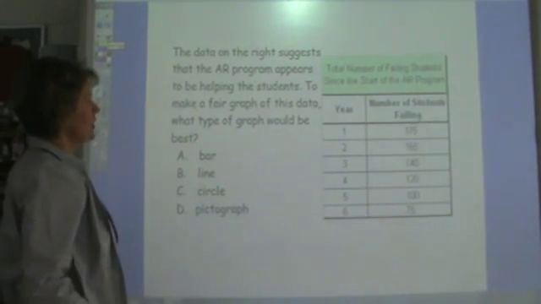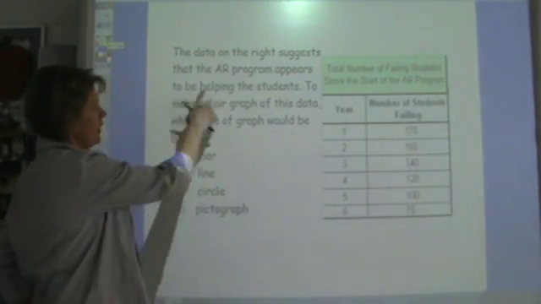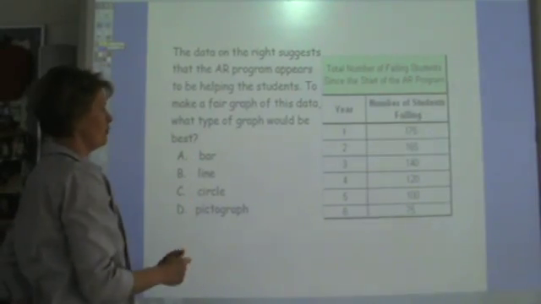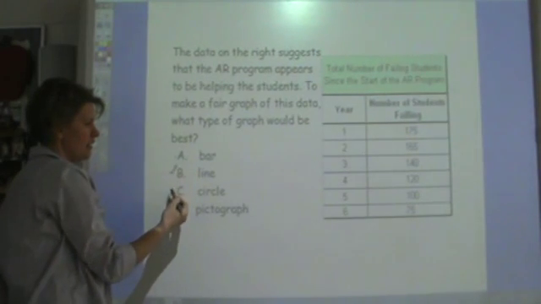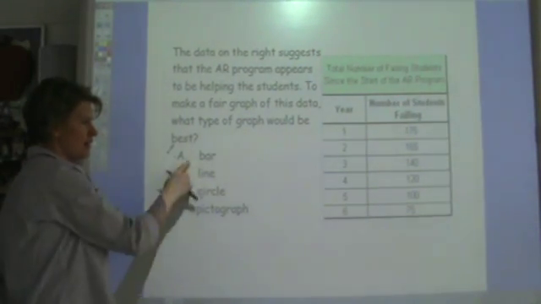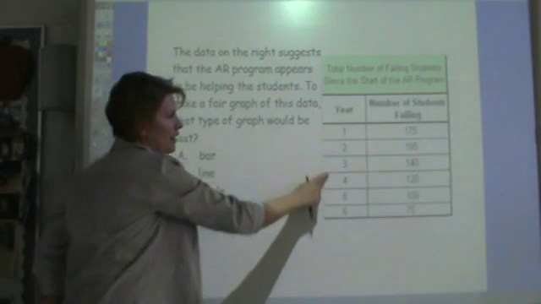All right, here we got some accelerated reader data. Okay, to make a fair graph of the data, what type of graph would be best? Okay, so here's your table, and if we were to display it, okay, this is what we did yesterday. All right, what is the best way to display that data?